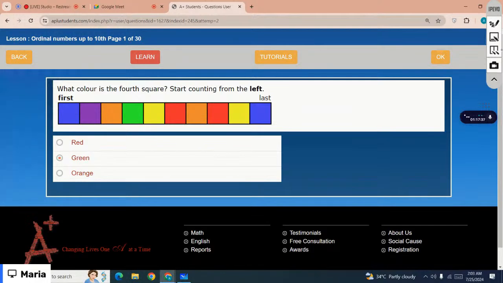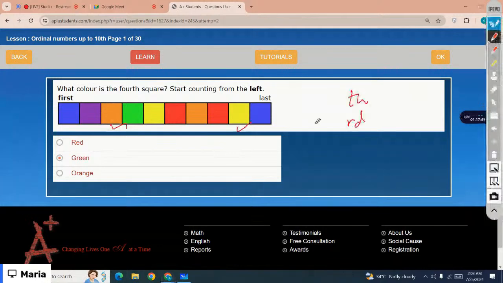Whenever you have TH or RD with any of the numbers, like 4 and TH, fourth, 5 and TH, fifth, so TH and RD, they tell you the position of anything, right? They are the ordinals. The correct option is green, right?